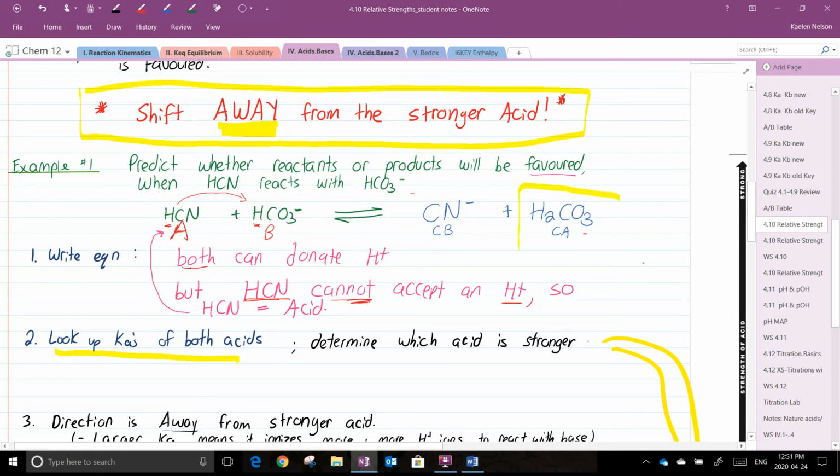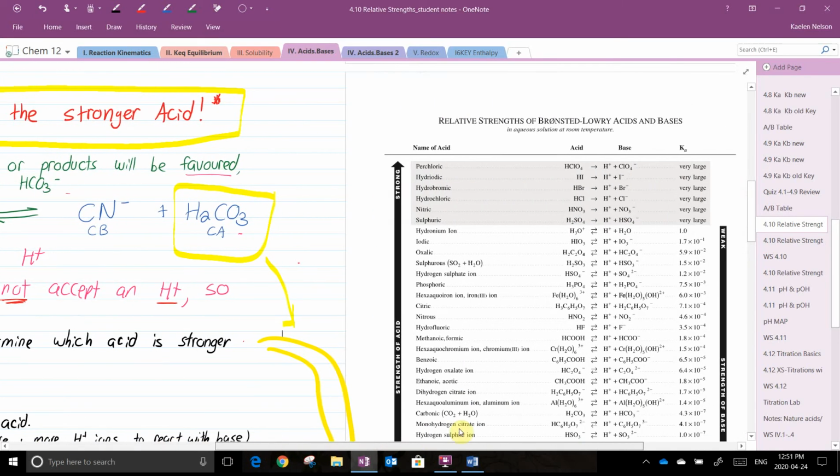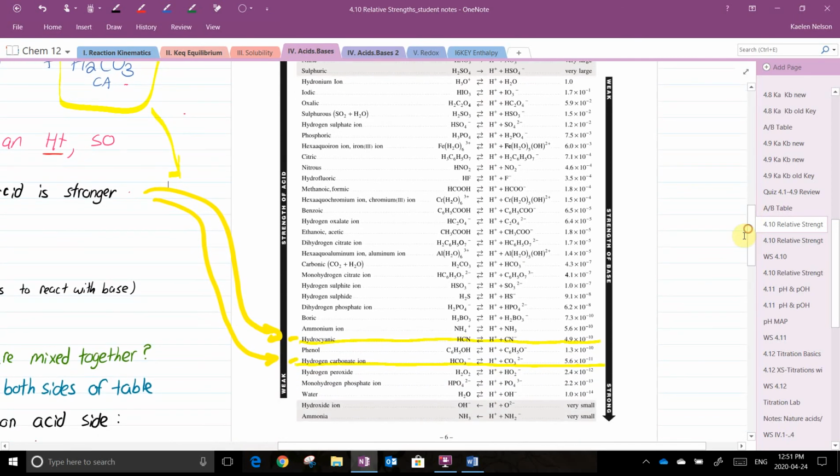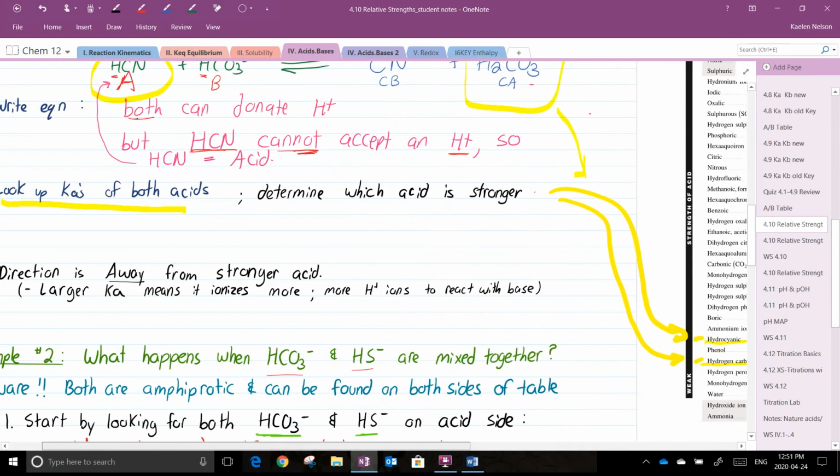So I'm going to be looking for this one here, and on this side it is HCN. So to do that, we're just going to go to our acid-base table. I've done one on the side here where I've highlighted them. I've looked them both up. I have found my HCN, and I found my HCO3 minus. And from that, I can tell that my HCN is the stronger acid because it is higher up the table.